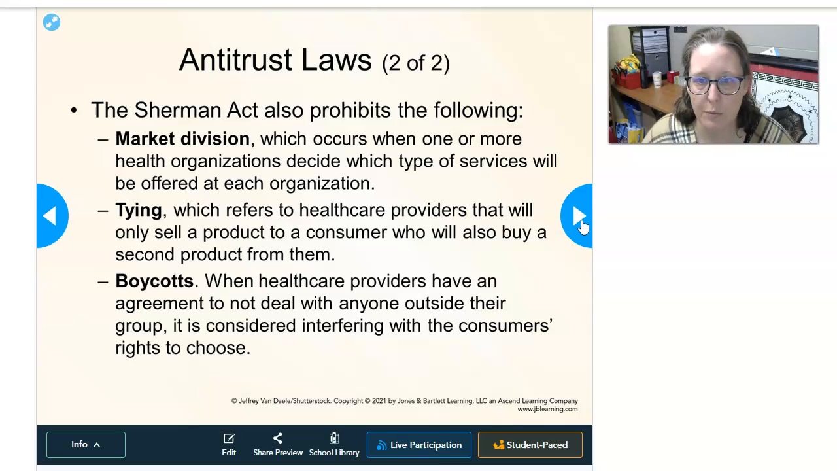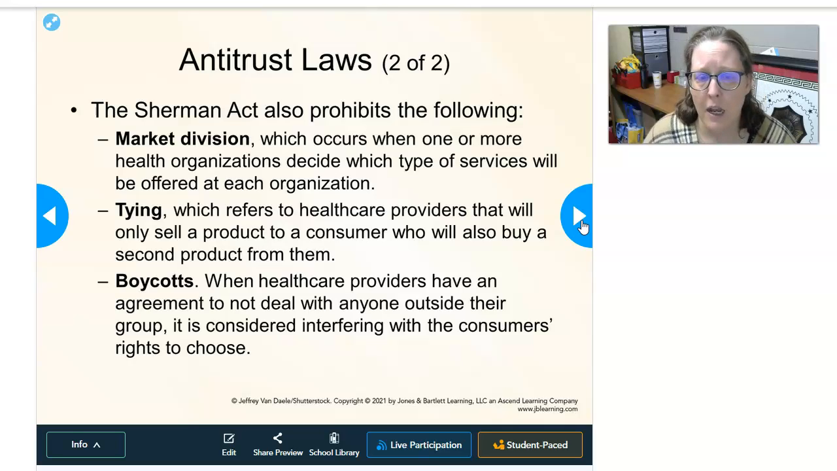The Sherman Act also prohibits the following: market division, which occurs when one or more health organizations decides which type of services will be offered at each organization. For example, Hospital A says, we'll do all the chemo treatments, we'll be the only ones that give chemo, and then the other one would say, okay, we'll be the only ones where you can go get an MRI. I don't know, something like that.